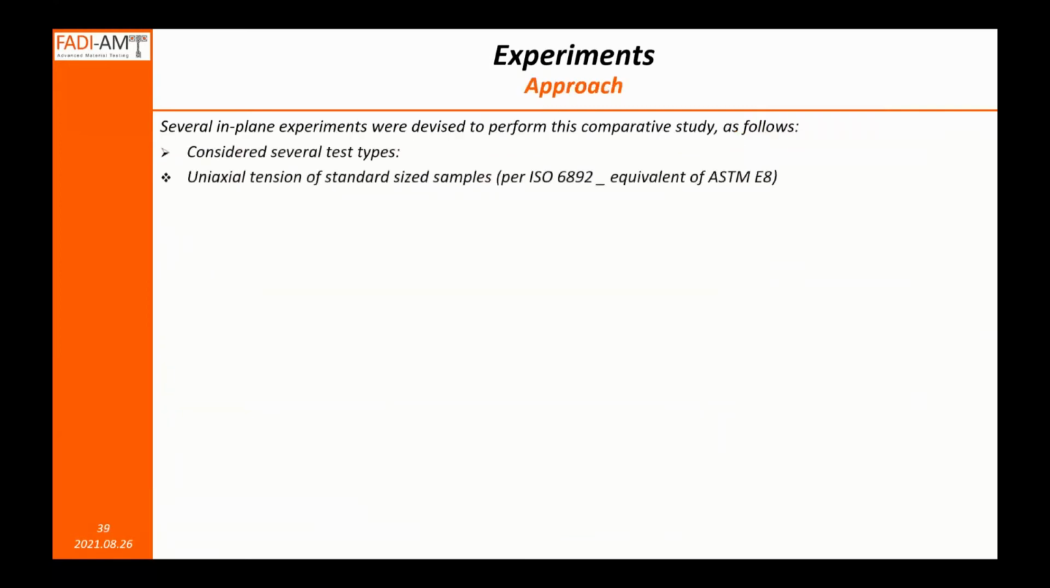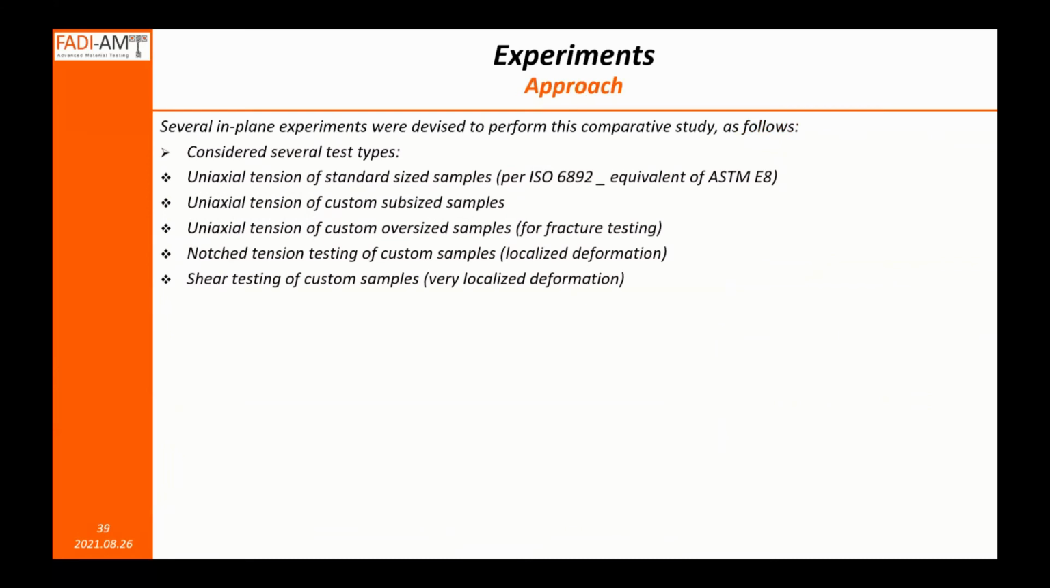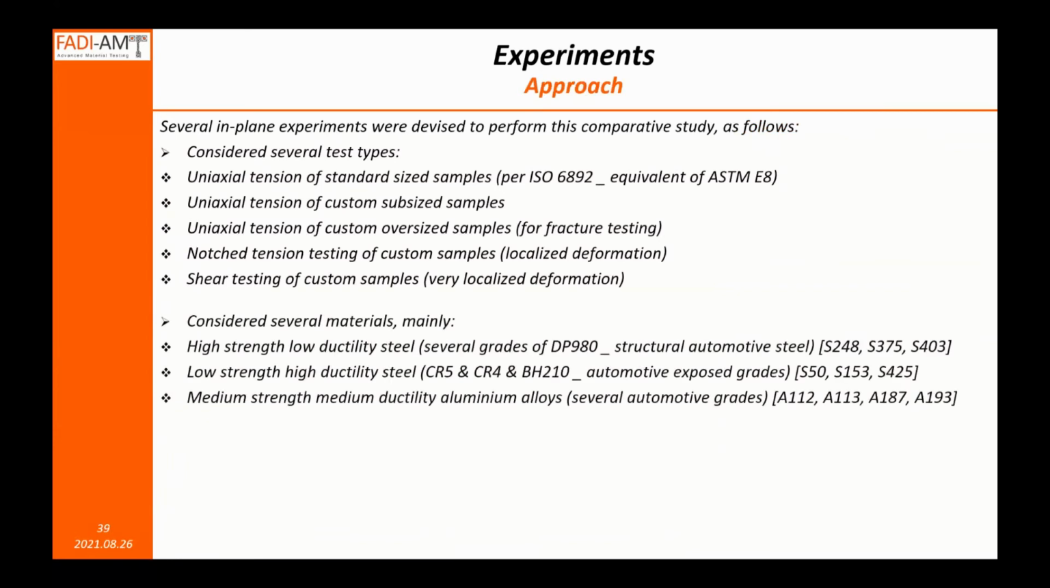And our approach is very similar. We took several testing cases between the simple tension of different sizes, from sub-sized to normal standard size to very large size, kind of a sample like the one I showed in my previous picture. We did tension, we did compression, shear, plane strain, and so on, different varieties of tests so that we can test 2D DIC. We considered many materials between aluminum and steel alloys with different strength and ductility levels.